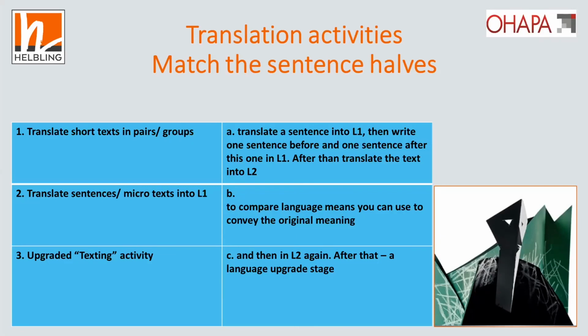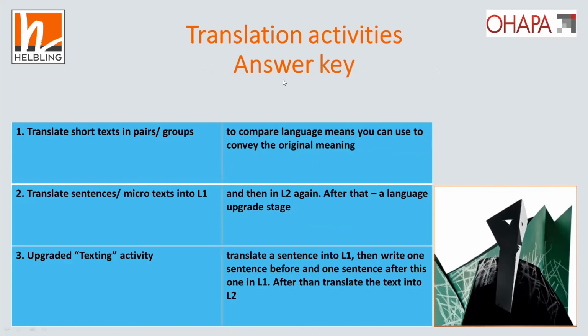And so talking about translation activities, let's move on to the next slide with the answers. There can be 3 examples of pretty good and effective activities. So students can translate short texts in pairs or groups, and it should be a collaborative task, so that they can compare the language they can use to convey the original meaning. They may come up with a new language. They may start experimenting with the language, not only using the target language, but doing something more.